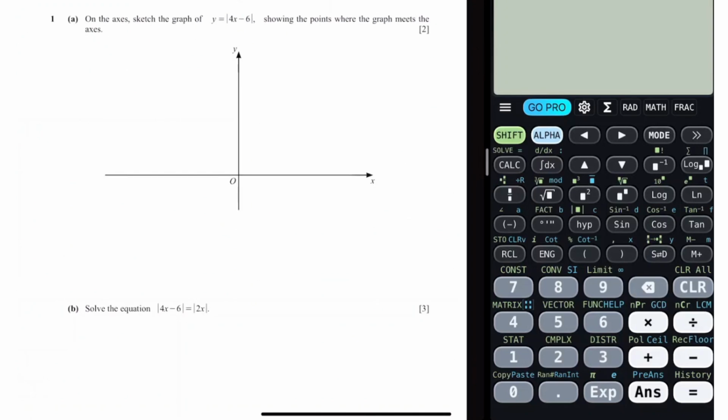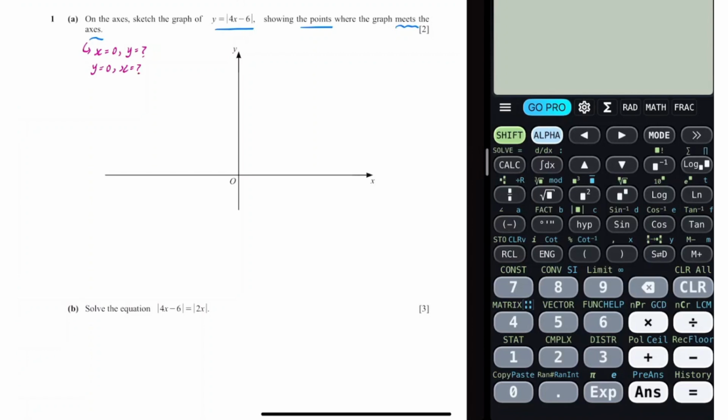On the axis, sketch the graph y is equal to the modulus of 4x minus 6, showing the points where the graph meets the axis. You have to clearly state the points of intersection. Whenever you see the words meets the axis, always remember 2 rules: either you let x is equal to 0 and find the y, or y is equal to 0 and find the x. You may need to do both.